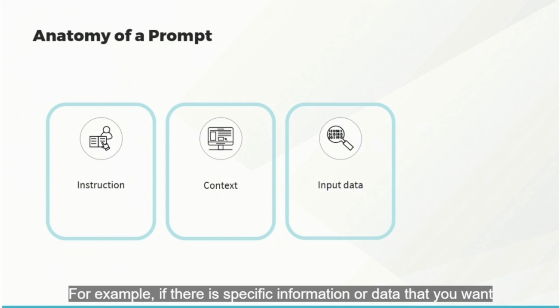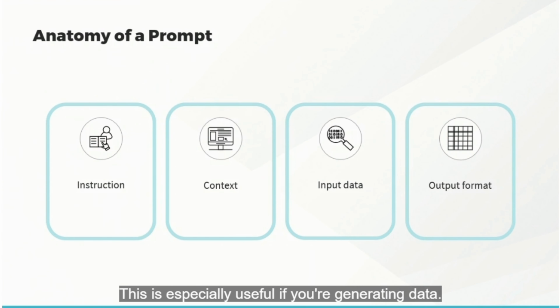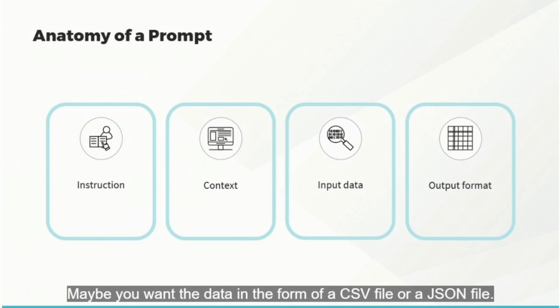You may also include input data as a part of your prompt. For example, if there is specific information or data that you want the model to process or parse, you will specify that in your prompt. It could be a paragraph, a set of numbers, or even just a single word. You may also choose to specify an output format in which you want the results. This is especially useful if you are generating data. Maybe you want the data in the form of a CSV file or a JSON file.